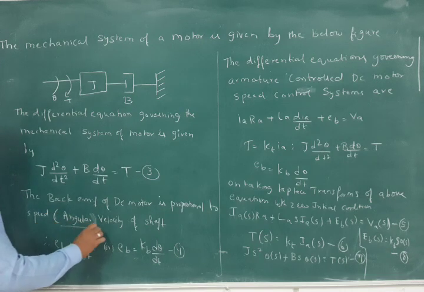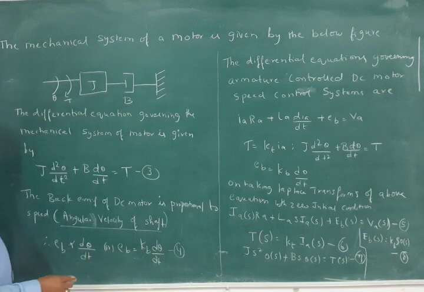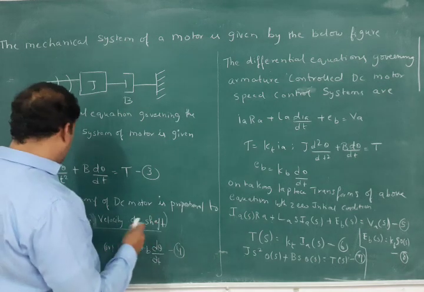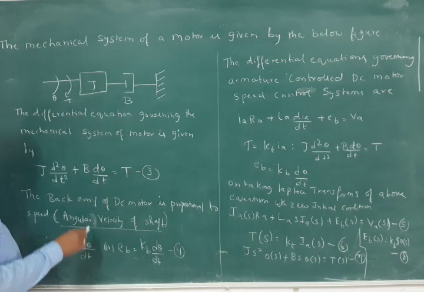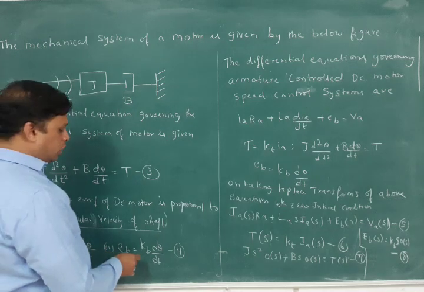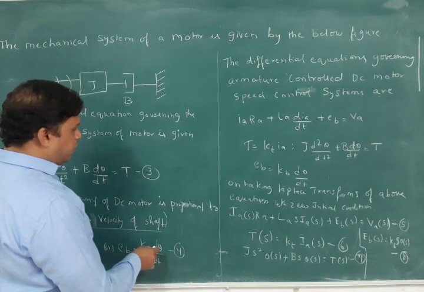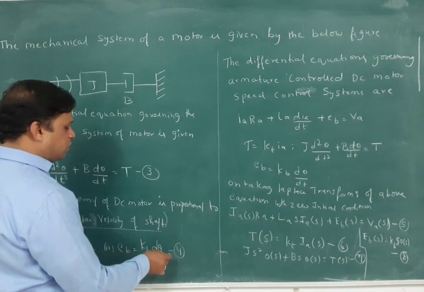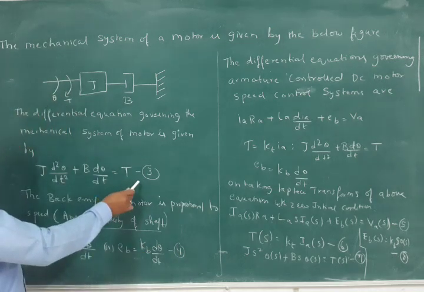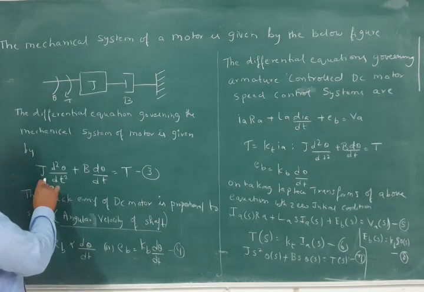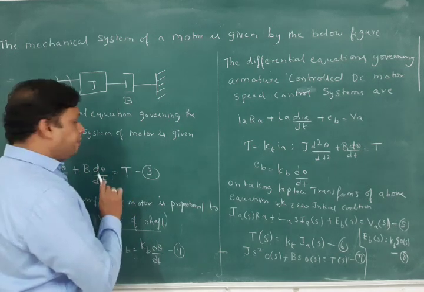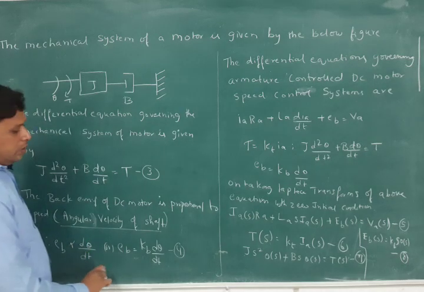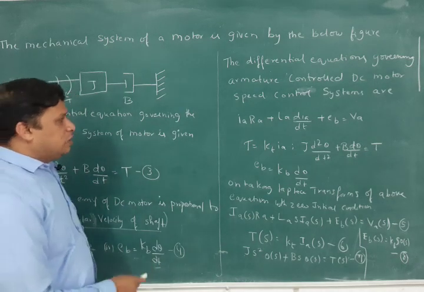Angular velocity of the shaft is called speed, and the back EMF of a DC motor is proportional to the speed. So Eb is proportional to d theta by dt, and therefore Eb after removing the proportionality is equal to Kb into d theta by dt. That is represented as equation number 4. So we have equation 3, that is J into d square theta by dt square plus B into d theta by dt is equal to T. And the fourth equation, where back EMF is represented in terms of d theta by dt.